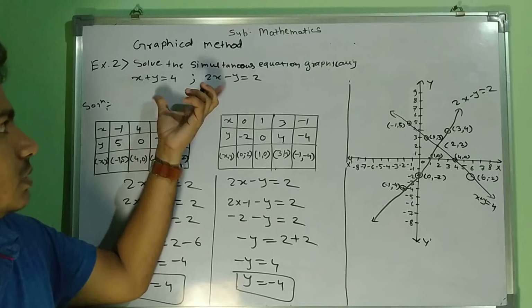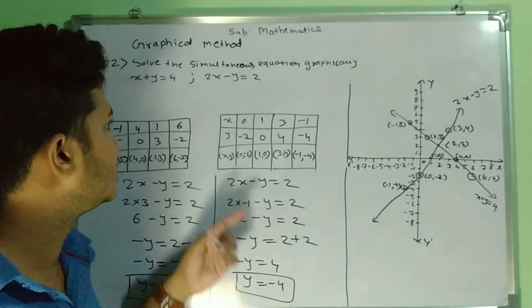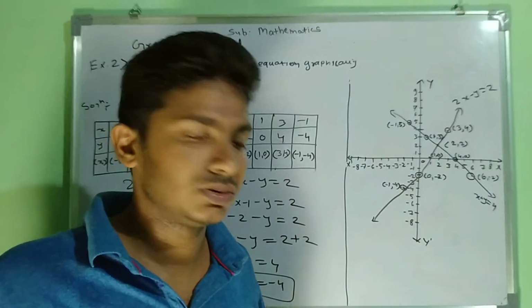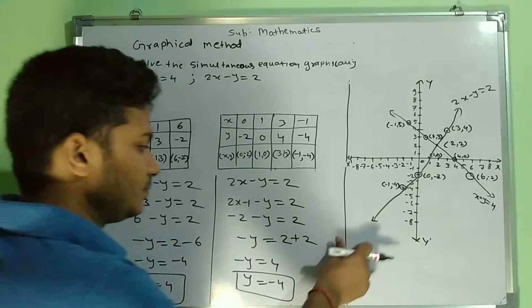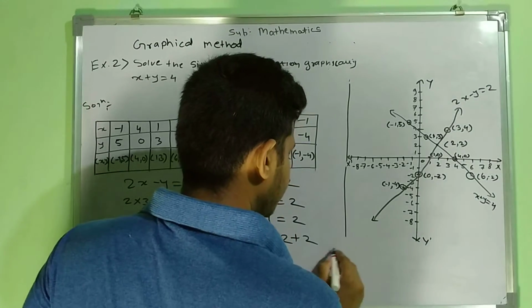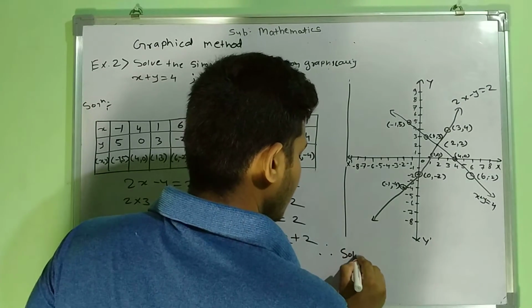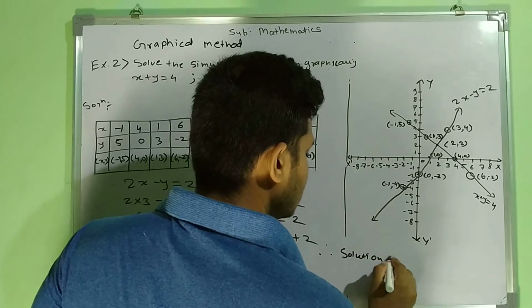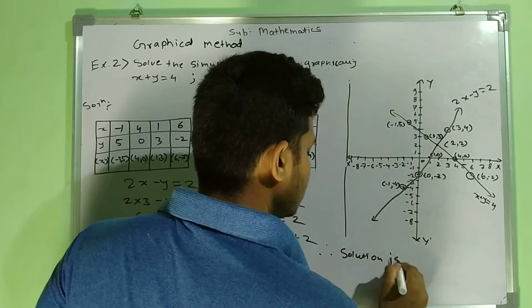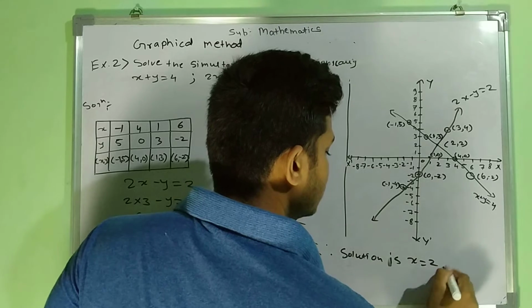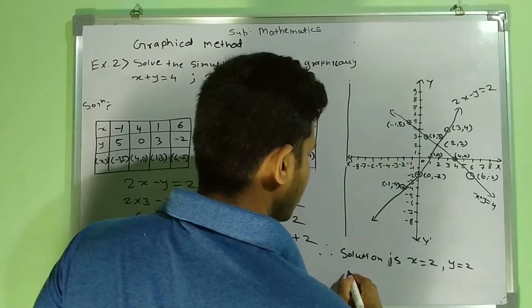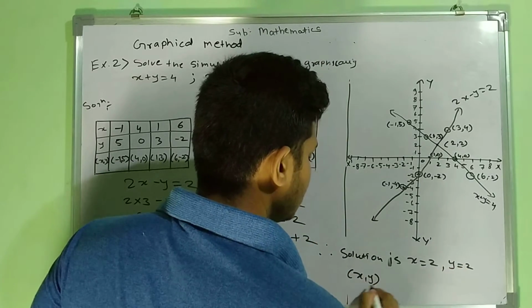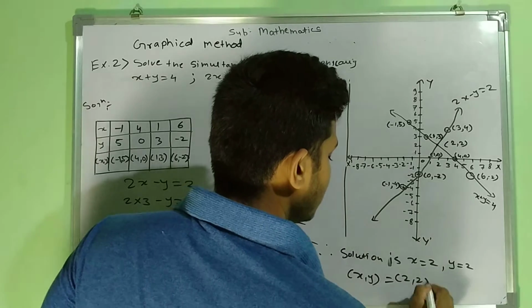of those 2 equations. So this is how you have to solve them simultaneously, and this is how you have to find the solution. So finally the solution is x is equal to 2, y is equal to 2, or we can write as ordered pair (x, y) equal to (2, 2).